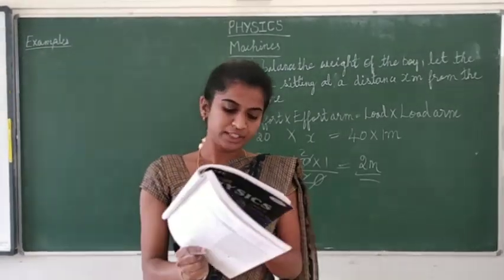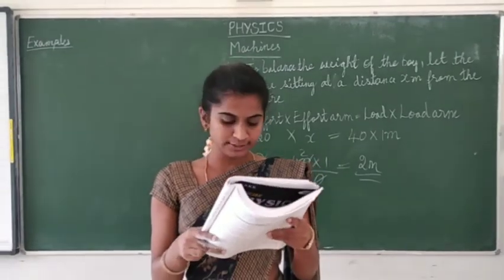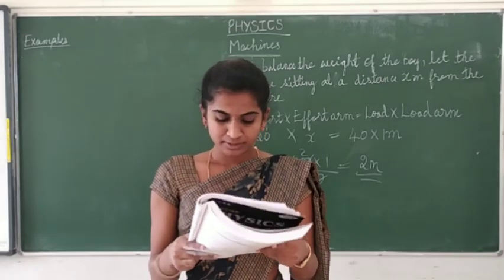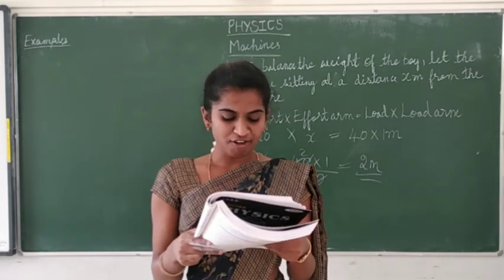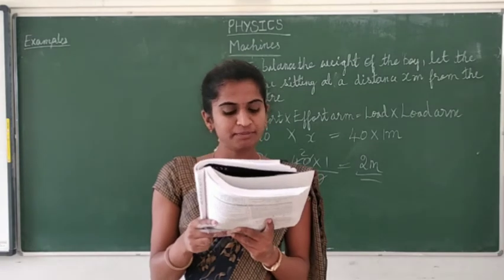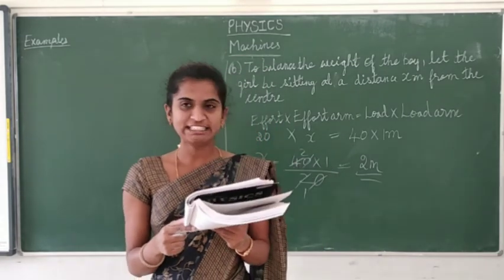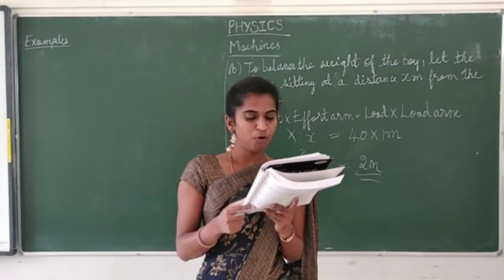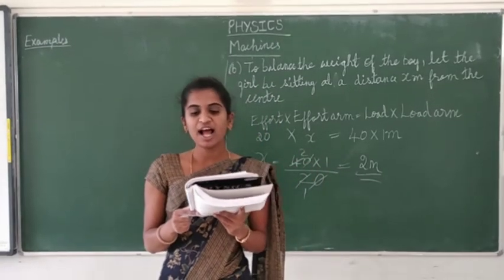A cook uses a fire tongs of length 28 cm to lift a piece of burning coal of mass 250 grams. If he applies the effort at a distance 7 cm from the fulcrum, find the effort. Here you should find the effort. Load and load arm are given, and effort arm is also given, but effort is unknown here.